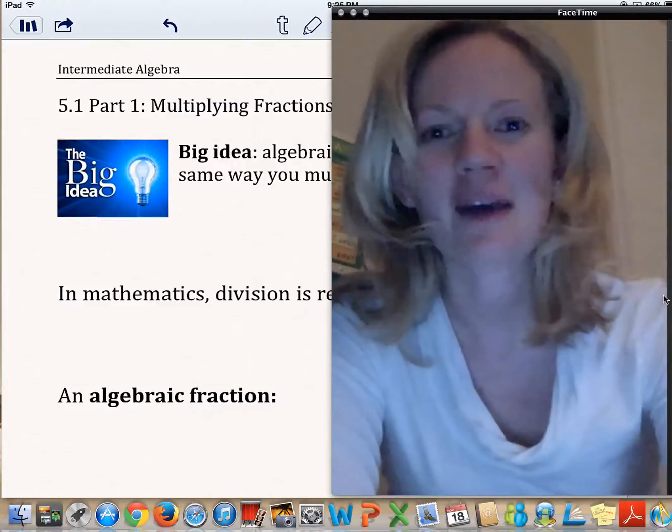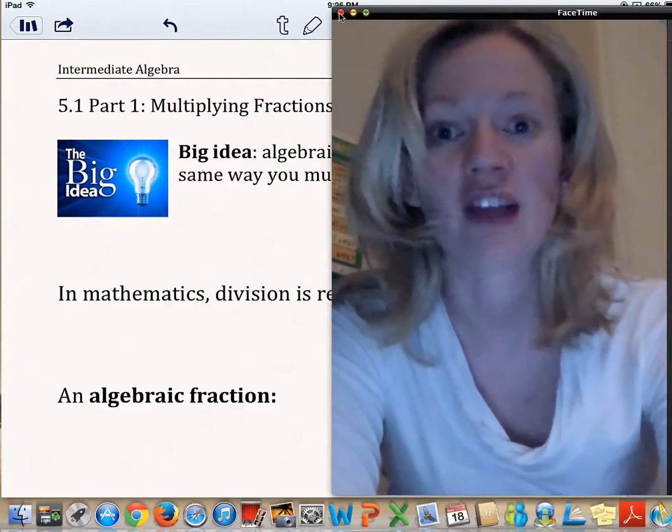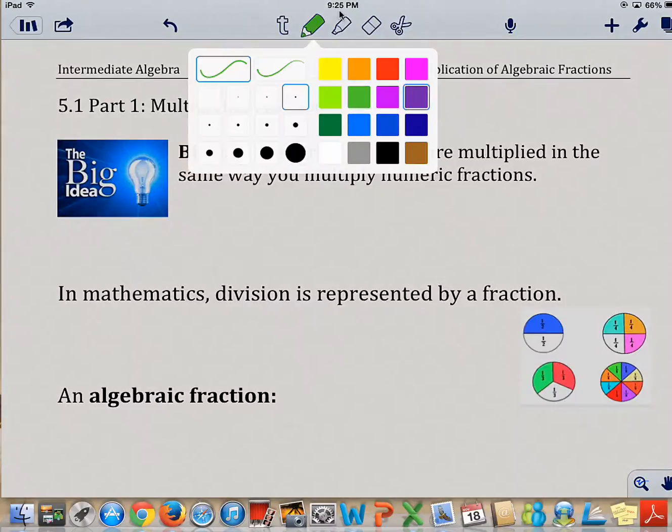I'm going to close me so that way I'm not in your way, and we're going to get started with looking at multiplying fractions. Okay, so when we look at this, the big idea here is algebraic fractions are multiplied in the same way you multiply numeric fractions. So we're going to review this, so even if you forget how to multiply numeric fractions, I'm going to be here to help you with this today. So let's get a pen and get started.